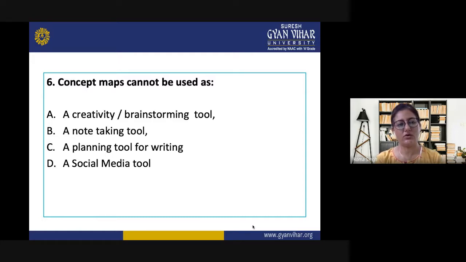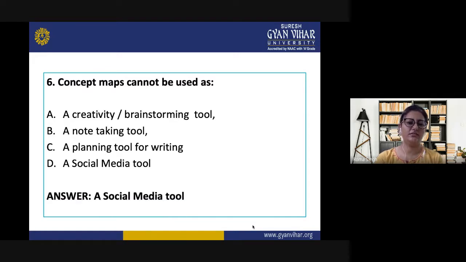Question number 6 is, concept maps cannot be used as. We have discussed that concept maps can be used in various ways in education, and we need to find which is not one of the ways. The options are a creativity brainstorming tool, a note-taking tool, a planning tool for writing, a social media tool. So the first 3 answers are correct. We can use concept mapping as a creativity tool, as a note-taking tool, a planning tool, an assessment tool. We can use it in various ways, but we cannot use it as a social media tool.